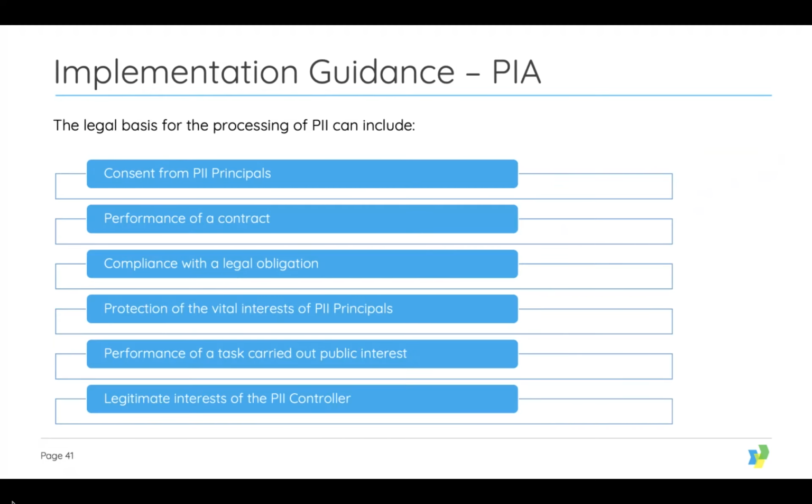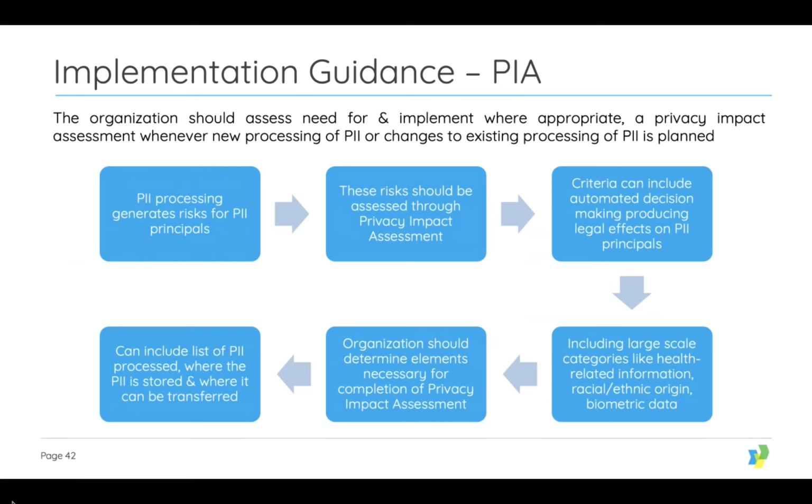Now, the implementation guidance on the PIA has been provided in the standard itself, right? It talks about consent, performance of the contract, compliance with legal obligation, GDPR, whatever local laws are there for you, protection of vital interest of PII principals, performance of tasks carried out in public interest, legitimate interest for the PII controllers. So these are some of the guidance given for implementation in the PIA, which I would rather suggest every company to pay their major focus on this aspect, right?